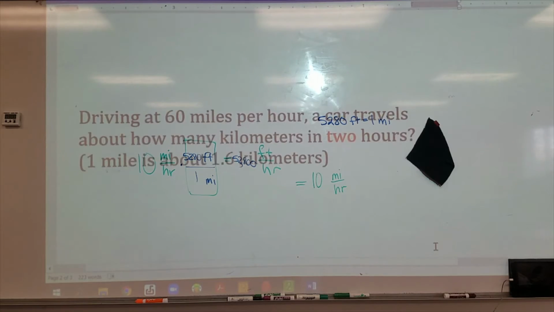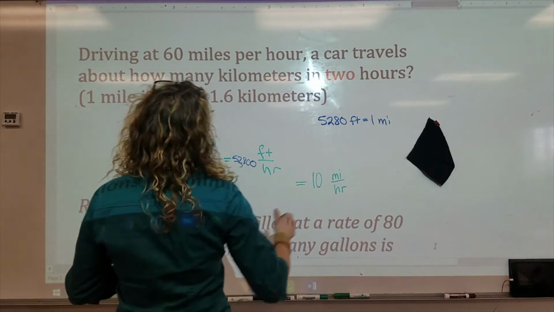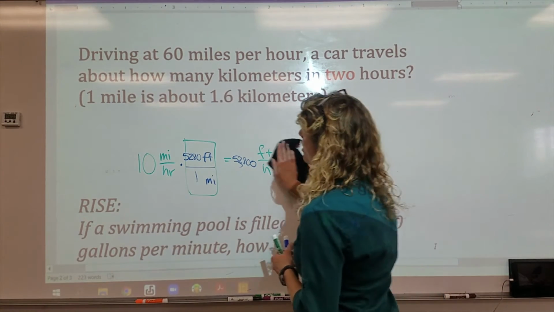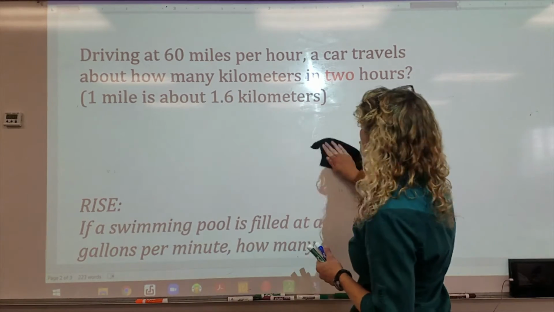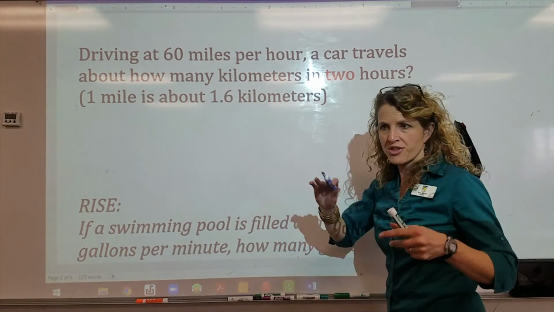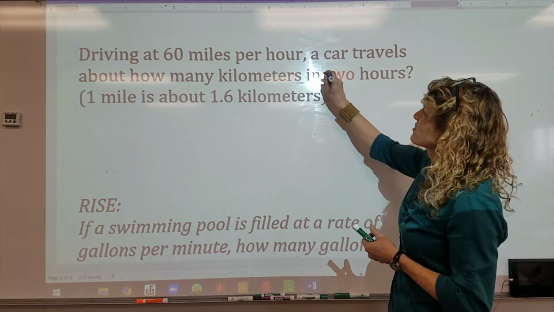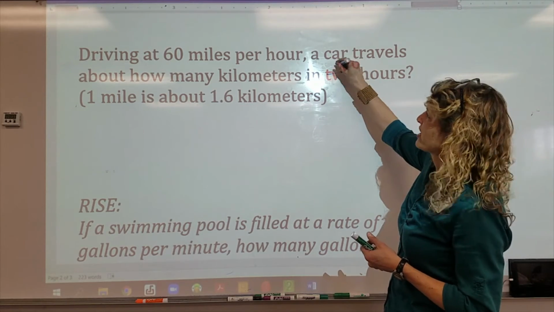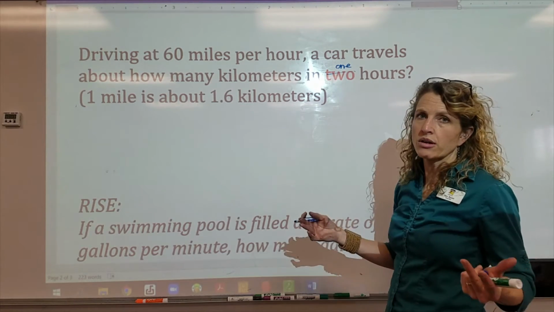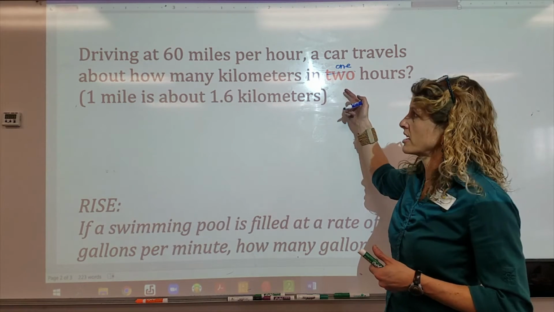Our next example is a driving one. Driving 60 miles per hour, a car travels about how many kilometers in 2 hours. For simplicity, let's forget about the 2 hours. Let's just find in 1 hour. So we're going to find it per hour, and then our answer we can double to get that answer.